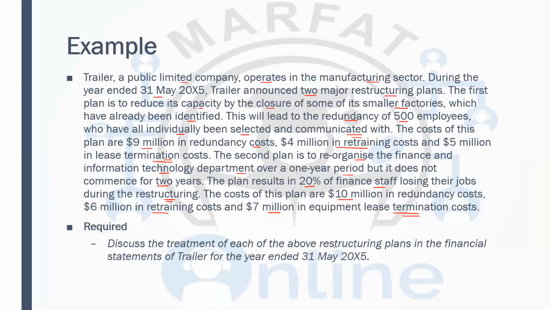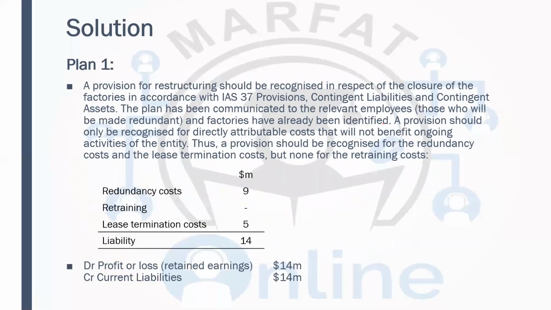Discuss the treatment of each of the restructuring plans in the financial statements of Trailer for the year ended 31st May 20X5. Now this is simple. When you're talking about plan 1, first of all, you just remember the criteria. A formal plan communicated to affectees, communicated to stakeholders. That will be a better term to use.